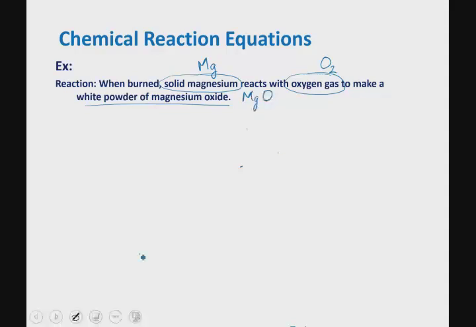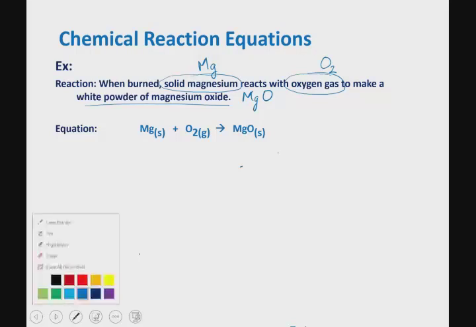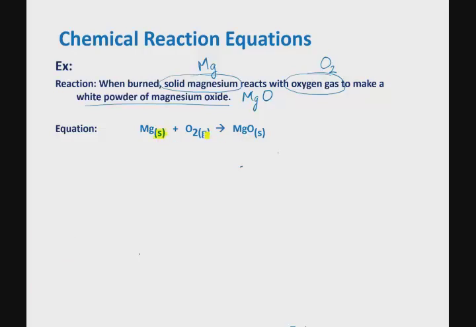Now, once again, I cannot emphasize this enough, guys. If you're having trouble writing the chemical formulas of substances, you must go back to the previous chapters and learn that before you move forward. Given those, the equation therefore gets written as Mg(s) plus O2(g) gives us MgO(s). Now note that the subscripts written after the chemical symbol indicate the physical state that these substances are either used in or produced in during the reaction.